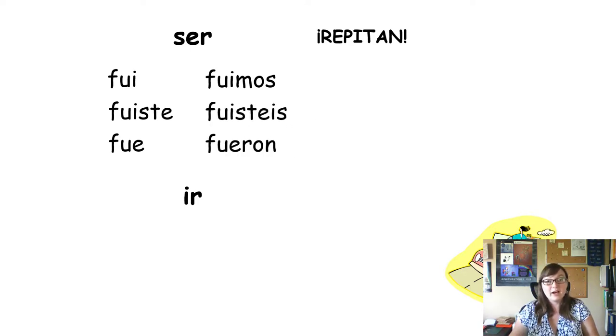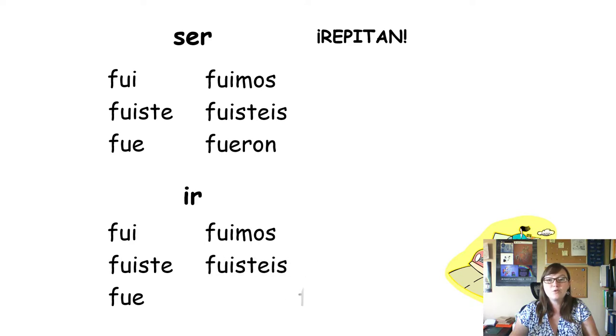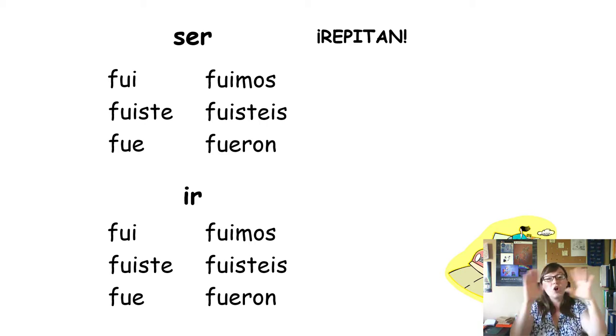Can you guess what the ir, to go, is in past tense if I tell you that they're the same? Let's try it together. Fui, fuiste, fue, fuimos, fuisteis, fueron. Notice that they're conjugated exactly the same, even though they have completely different meanings. This means whenever you see this verb written, you have to look at the context to understand which of the two meanings the verb has.